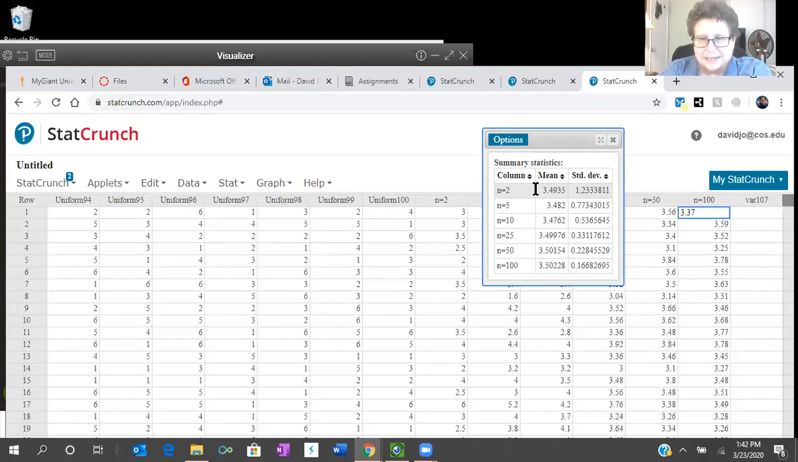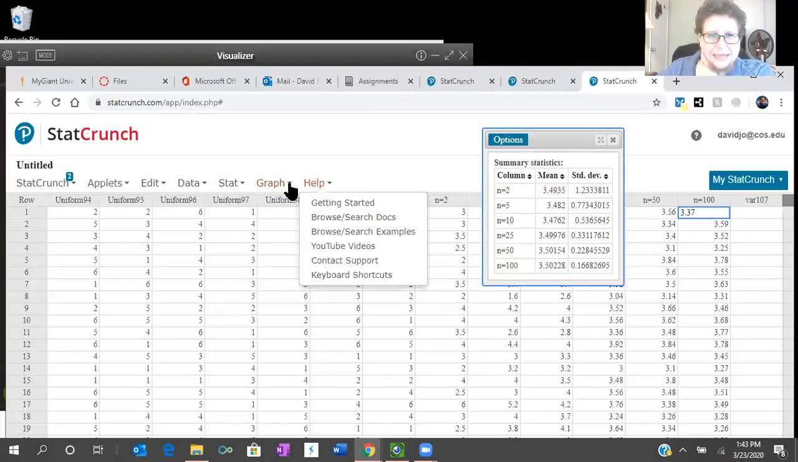Look at that standard deviation though. That standard deviation is showing us that the range is going down. For n equals 2, we have a standard deviation of 1.2. When we're up to n equals 25, it's just down to 0.33. And when we have n equals 100, it's at 0.166.